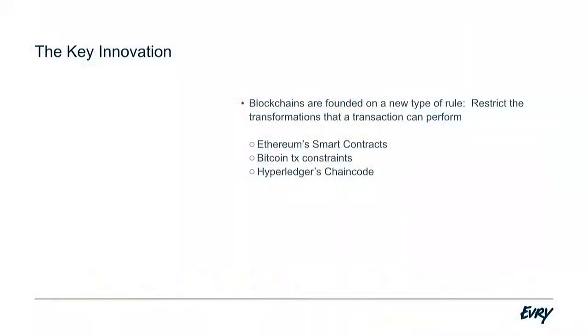In addition to these tried and tested techniques, what is new is a new type of rules, basically being able to restrict the transformations that a transaction can perform. These types of restrictions can be expressed as Bitcoin-style transaction constraints, and of course Ethereum-style smart contracts, which is basically a way of enforcing stored procedures, if you're familiar with database technology. IBM also uses chaincode to the same effect, which is quite similar to what's been done in Ethereum with smart contracts. Each of these has its advantages and disadvantages that you need to look into in the future to figure out which is best for each situation you're in.